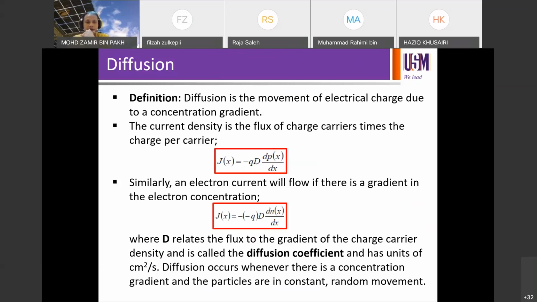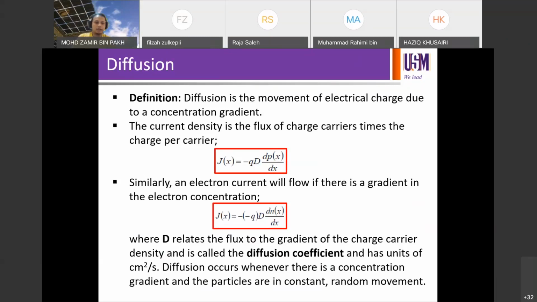Similarly, for electron, the current density related to the electron diffusion will be equal to Jx times positive in this case, so it's inverse, positive Q D dn/dx. So the very same equation, but you need to put the negative sign for hole and positive for electron. dn/dx is the very same thing, the concentration gradient from the high concentration region to the low concentration region. D is related to the flux of the gradient. We call it diffusion constant. It's normally given, and has a unit of cm squared per second.